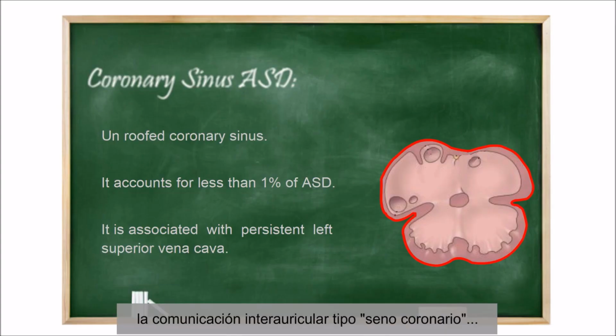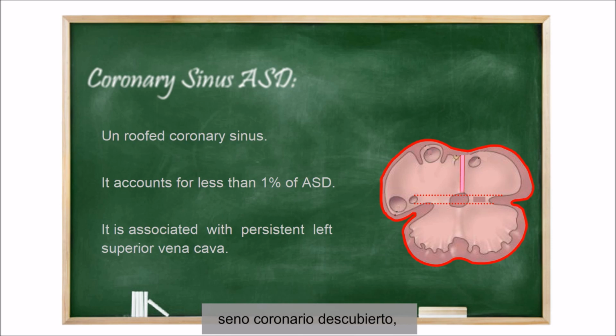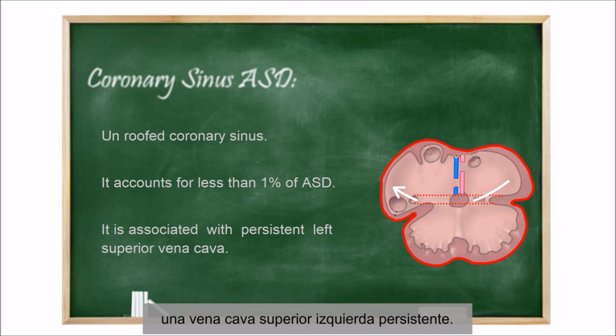Finally, coronary sinus atrial septal defect is developed by an unroofed coronary sinus because part or the entire common wall between the coronary sinus and the left atrium is absent. This rarer form accounts for less than 1% of all atrial septal defects. Many of these patients also have a persistent left superior vena cava.